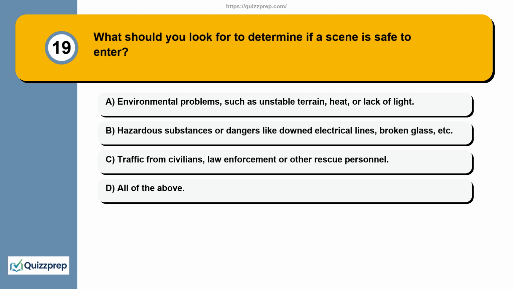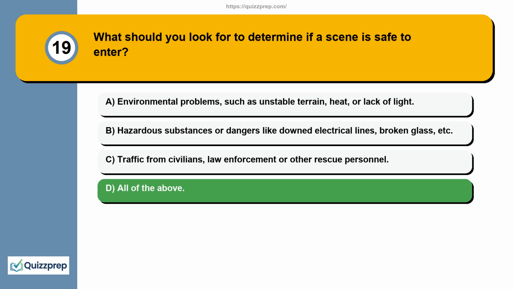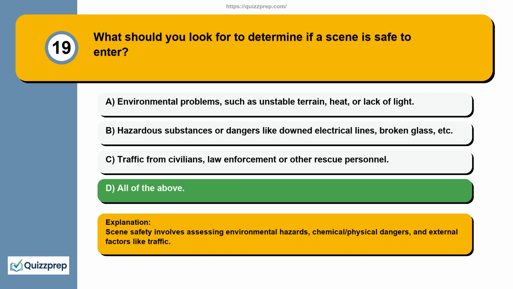Question 19. What should you look for to determine if a scene is safe to enter? Environmental problems, such as unstable terrain, heat, or lack of light. Hazardous substances or dangers like downed electrical lines, broken glass, etc. Traffic from civilians, law enforcement or other rescue personnel. All of the above. Scene safety involves assessing environmental hazards, chemical and physical dangers, and external factors like traffic.